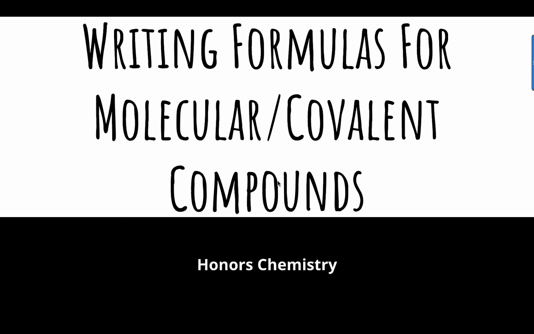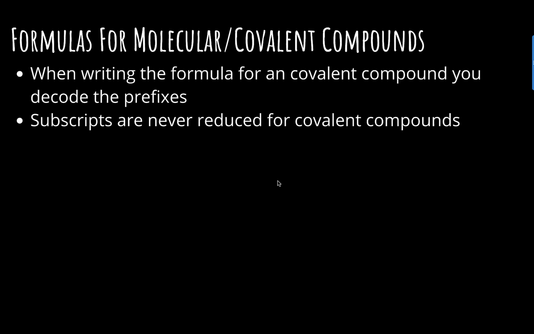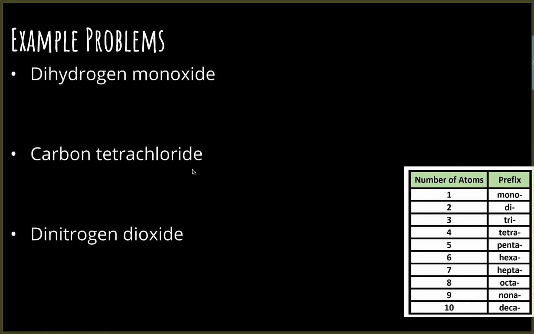Okay, now we're going to look at how to write the formulas for molecular covalent compounds, and this is probably the easiest of all of them. When you write the formulas, all you have to do is decode the prefixes. There's no crisscrossing, there's also no reducing, so we never reduce the subscripts for this because when you look at the formula of a covalent compound, it's the actual formula of it. It's not a formula unit like an ionic compound is. So for covalent, no crisscrossing, no reducing. All we have to do is decode the prefix.